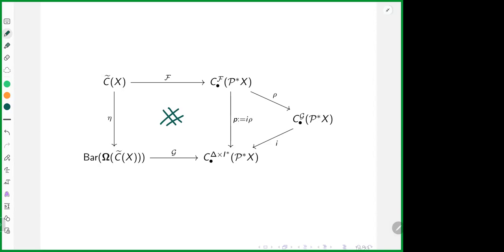I do want to point out that this is not a map of chain complexes. This is just a map of graded R-modules. The reason is that this F is not compatible with the differential of C, because it's compatible with the differential of the Hochschild complex. So it's going to be nice when we lift it to the Hochschild complex.